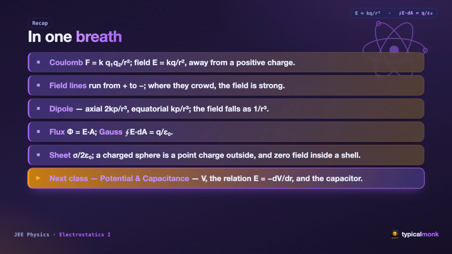Next class, electrostatic potential and capacitance. The potential V, the relation E equals minus dV by dr, and the capacitor. A charge fills space with a field. Coulomb sets its strength, and Gauss's law lets symmetry deliver the field of a sheet, a wire, or a sphere in a single stroke.